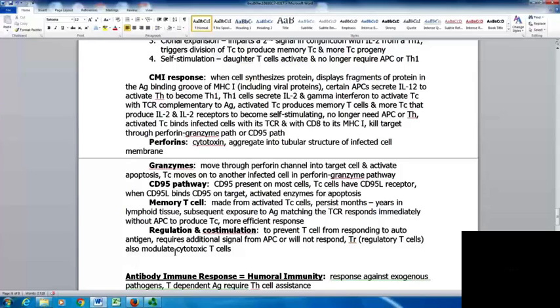The regulation and co-stimulation is there to prevent the T cell from responding to autoantigens. It requires an additional signal from an APC or it will not respond. The TR or T regulatory T cells will also modulate your cytotoxic T cells.